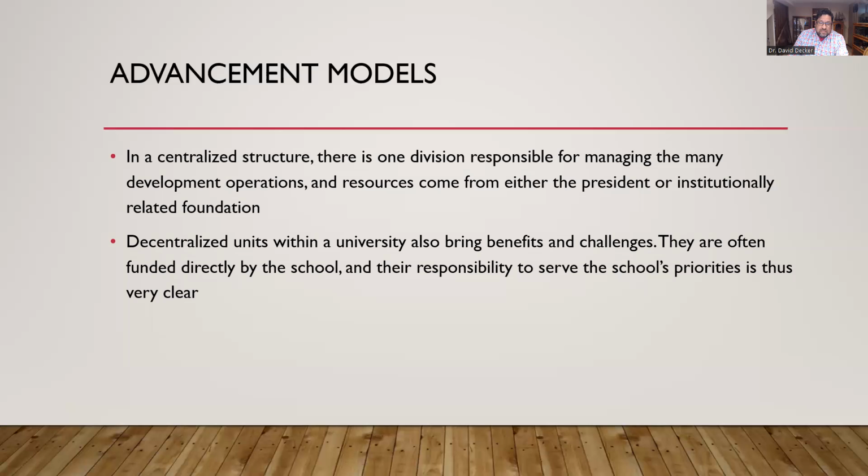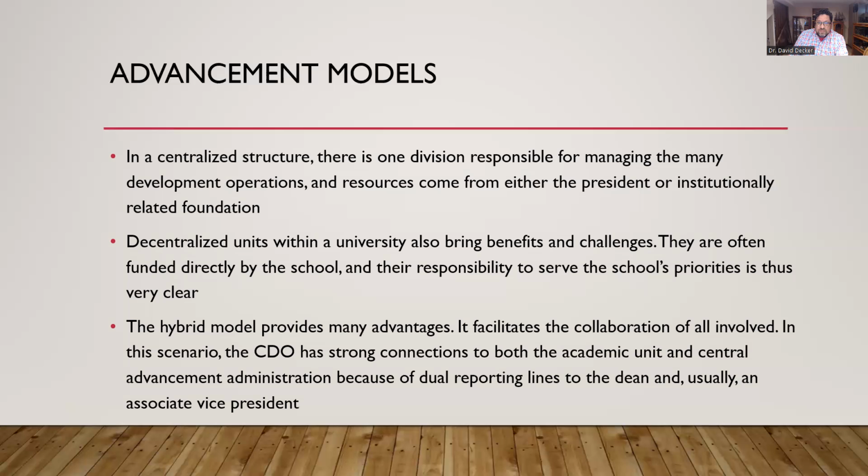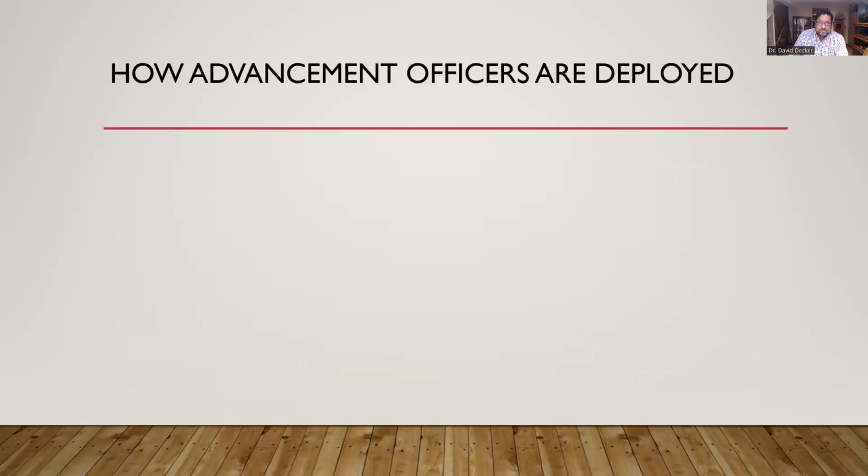And so you can also see that the priorities become a little bit different, whether you're centralized or decentralized. Centralized tends to carry the theme of the overall message of the university as a whole, whereas decentralized tends to carry the message of the unit or school itself. And of course, there's the hybrid model, which provides many advantages. It facilitates the collaboration of everyone involved. In this scenario, the chief development officer has strong connections to both the academic unit and central administration because of the dual reporting lines to the dean and usually an associate vice president. So those are the three that you'll generally come across, and they'll change throughout the lifespan of an institution.